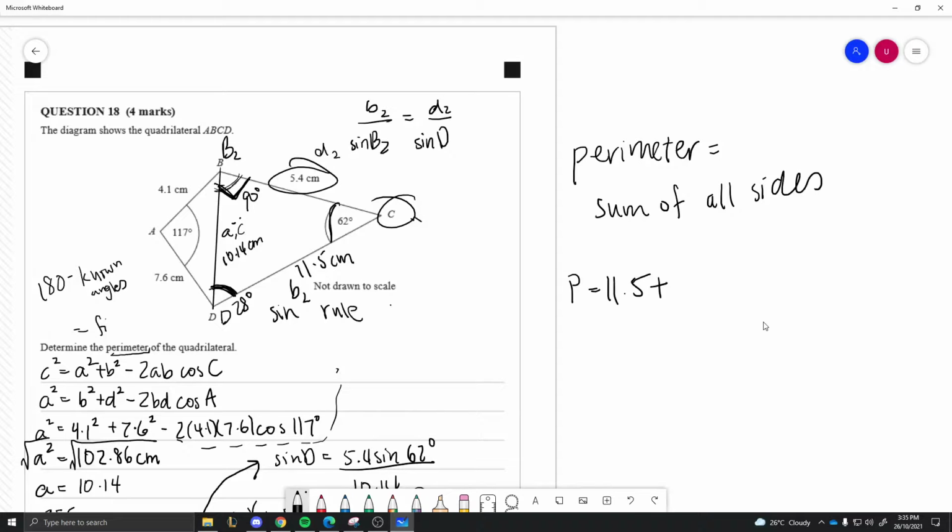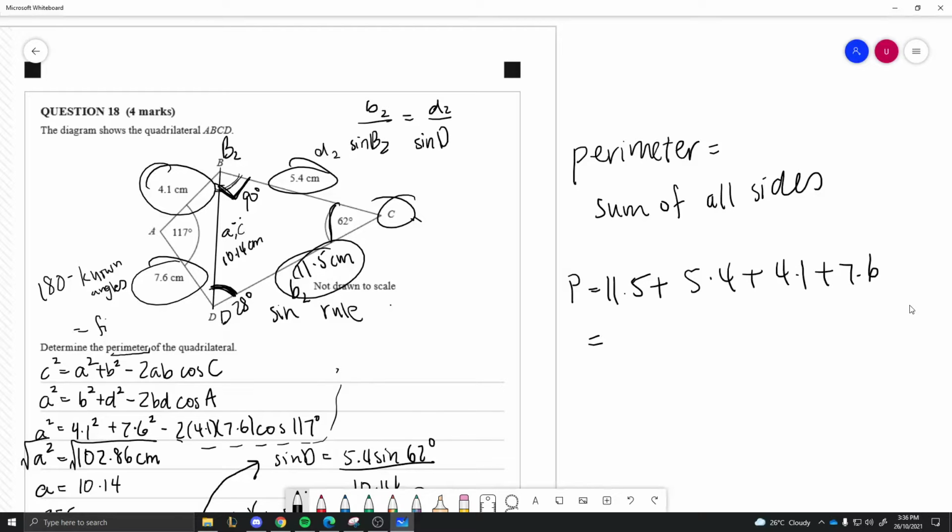11.5 plus 5.4 plus 4.1 plus 7.6, which is equal to 28.6. And remember, these are all in centimeters, because that's a straight distance around the perimeter of the shape. 28.6 centimeters. That is the answer.